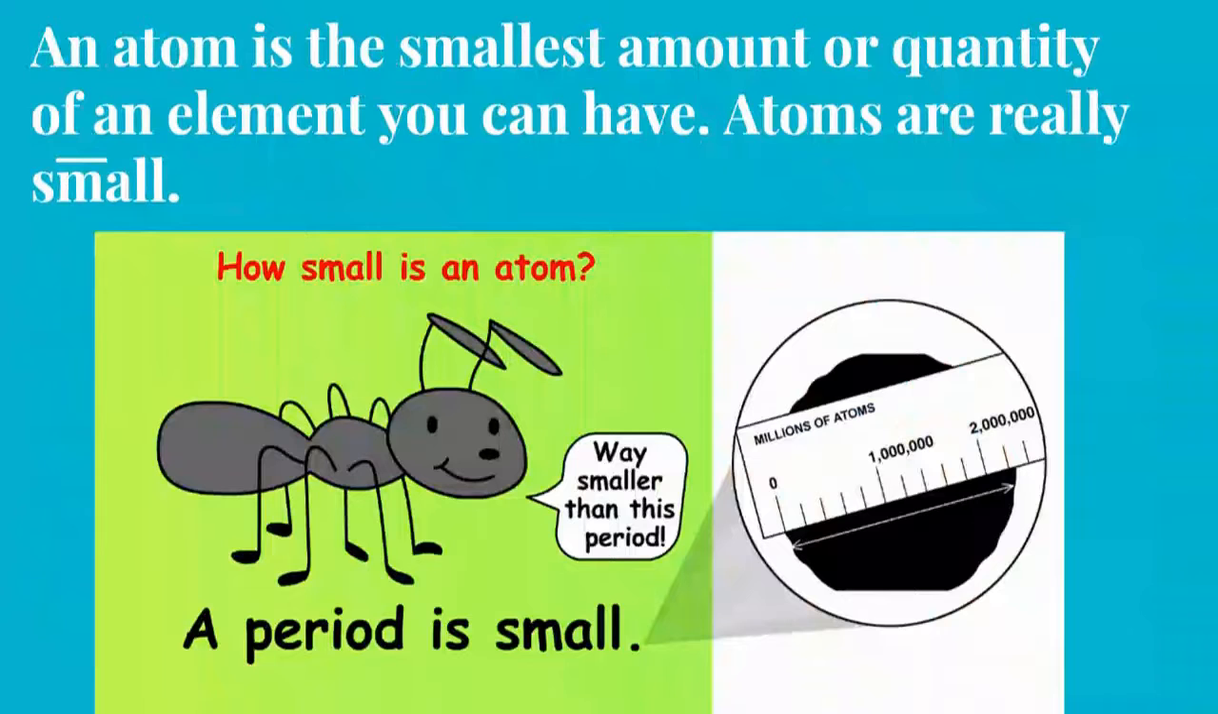Atoms are really small. If we think about the period at the end of a sentence, there would be over 2 million atoms there. So they're really, really tiny.